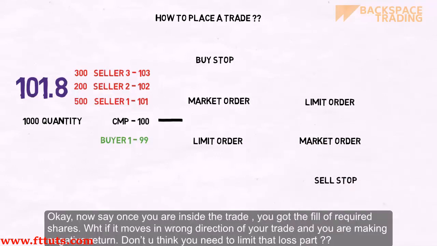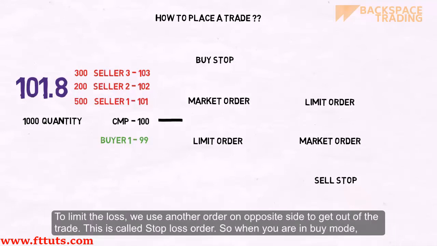Now say once you are inside the trade, you got the fill of required shares. What if it moves in the wrong direction and you are making a negative return? Don't you think you need to limit that loss? To limit the loss, we use another order on the opposite side to get out of the trade. This is called a stop loss order.